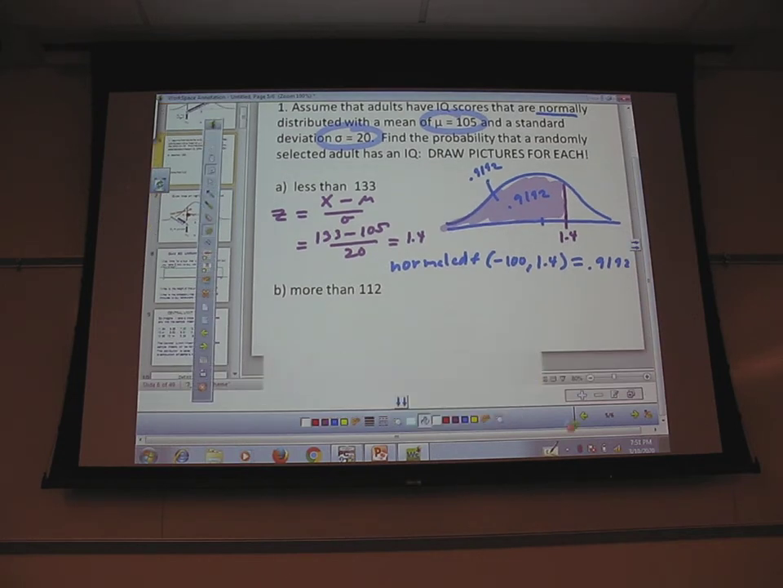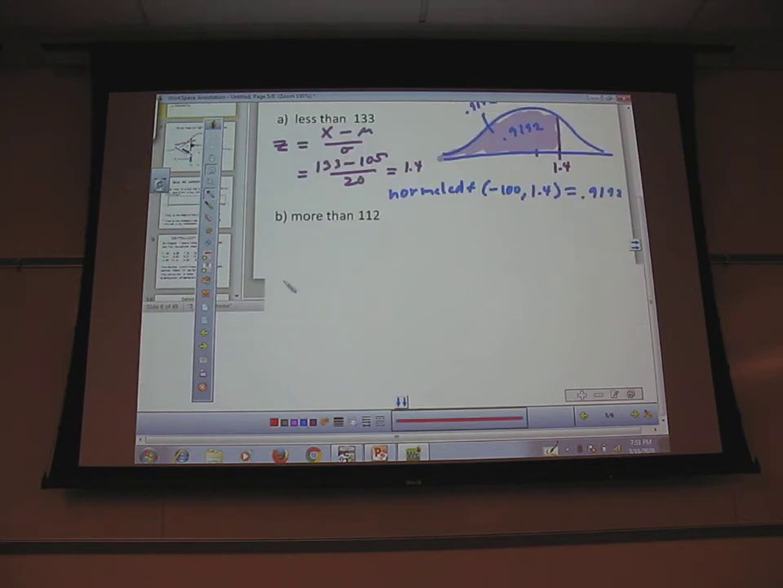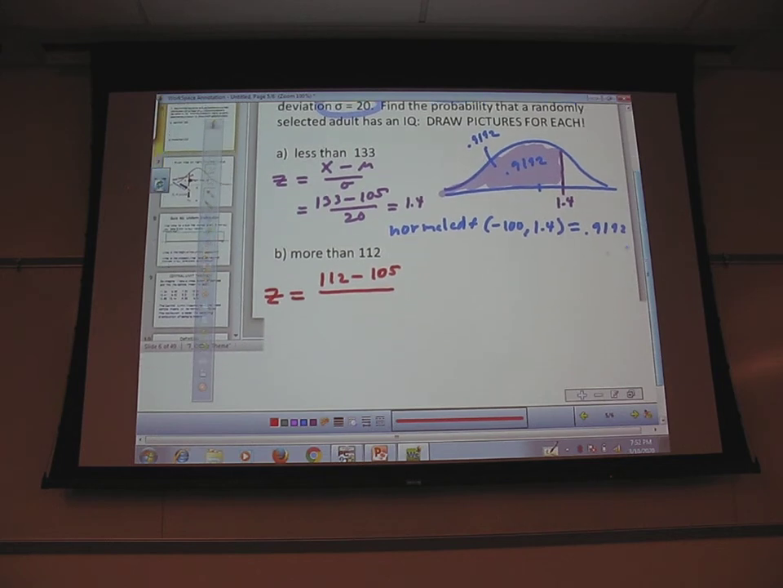More than 112. So again, find the z-score. Rosa, walk me through this. What am I doing? You are going to do 112 minus 105, and you're going to divide it by 20, my standard deviation. Great. So then you get 7 over 20. So 0.35.